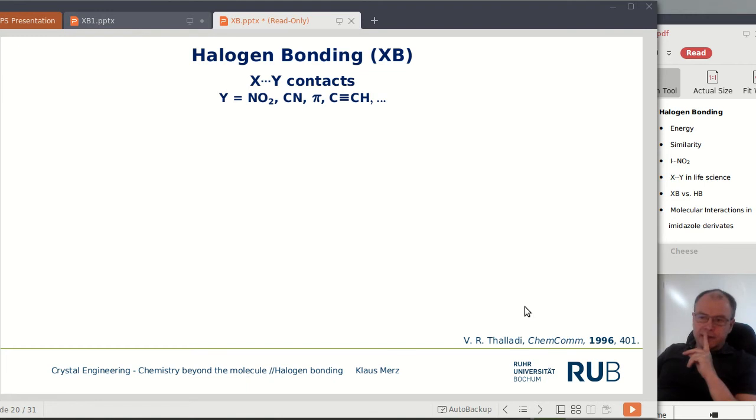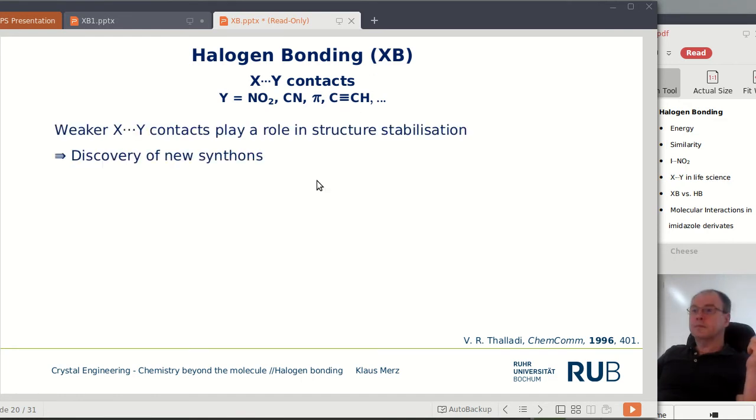Another very interesting issue is X-epsilon contacts. X is the halogen, and epsilon is something like a nitro group, cyano group, pi system, or an acetylene unit. With a weaker intermolecular interaction, and in the case of weaker halogen bonding, be careful. The geometry is very interesting. The pattern of the X and epsilon substituents.